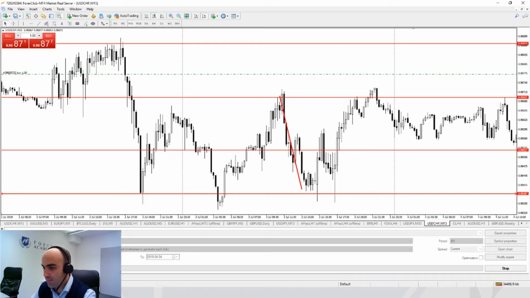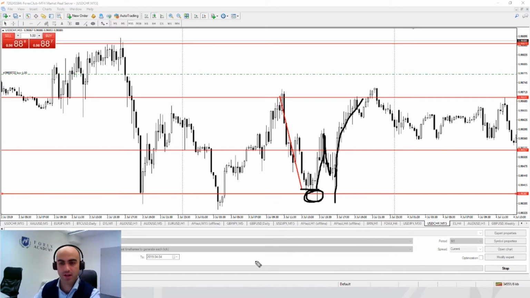Price tries to break out of this line, however it's not possible and is denied. Therefore, it comes back and tries again to break that support level. And as you can see by the level of these dips, the market rejects this specific area, bouncing off and reversing the trend. That is called a double bottom pattern.